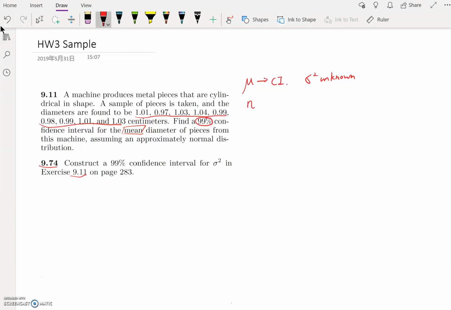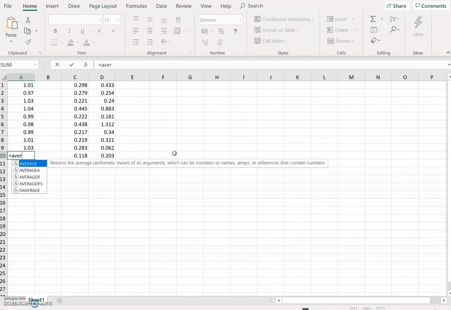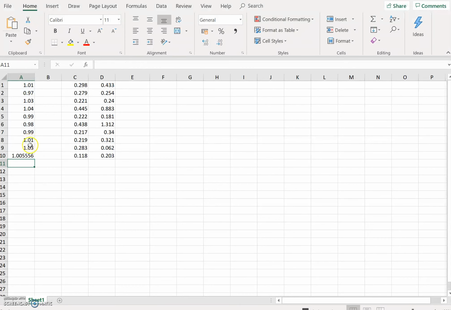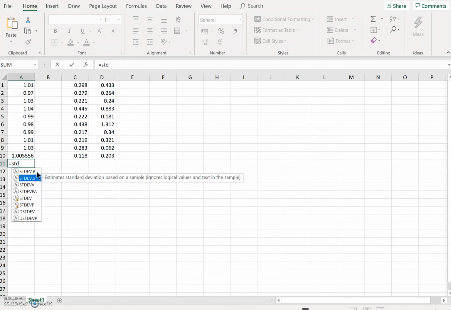So we have 9 samples here, n equals 9, and we're going to need the sample mean and sample standard deviation. For this problem, we're going to need Excel for the calculation. I have already input those numbers here. For the average, and we're going to need the standard deviation. Here the S is for sample and the P is for population. We're going to need the sample here.